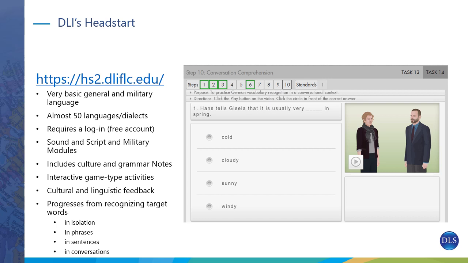So it's also a little more advanced. So if your student is very, very basic beginning, Rapport might be where you want to be, but if you want to give them a little bit more of a challenge, Head Start might be better.